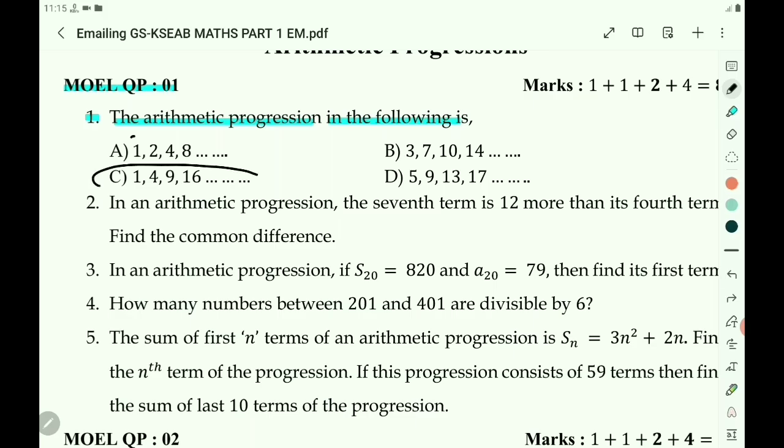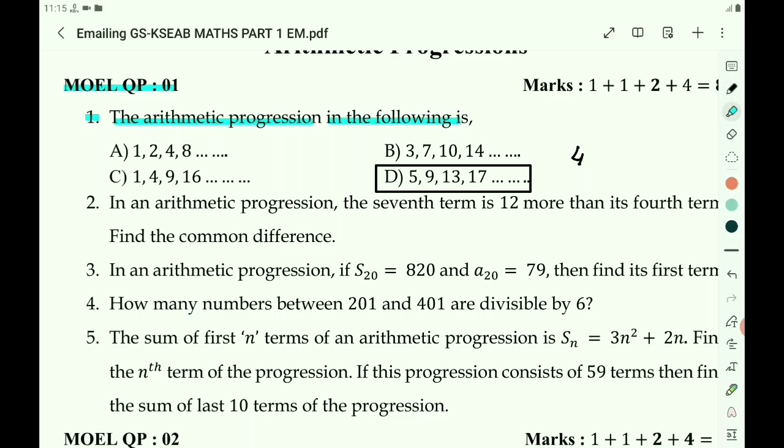Then 1, 4, 9, 16. 1 plus 3, 4, 4 plus 5, 9, 9 plus 7, 16. Same number is not added. Here you take 5, 9, 13, 17 are there. 5 plus 4, 9, 9 plus 4, 13, 13 plus 4, 17. Same number, 4 is added to get the next number. Here the common difference is there. Common difference is 4. Therefore, this is an AP. Option D is the answer. 5, 9, 13, 17. This is AP.